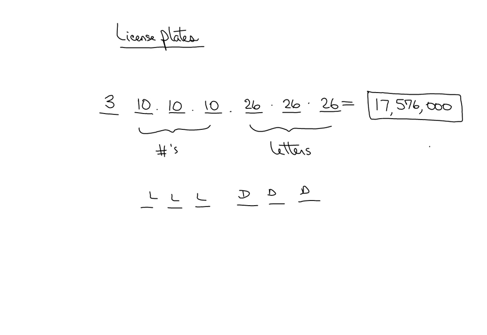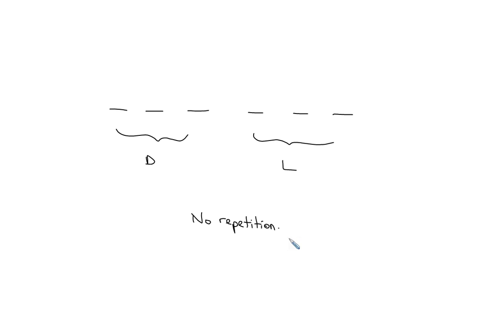Now, here's my question for you. What happens if we have that configuration with digits and then letters, 3 and 3, but now you're not allowed to have any repetition? In other words, once you've used a number, you can't use it again. So how many choices would there be for the first digit? 10. Now that you've used one, how many choices are there for the next digit? 9. And then 8. How many letters for the first spot?